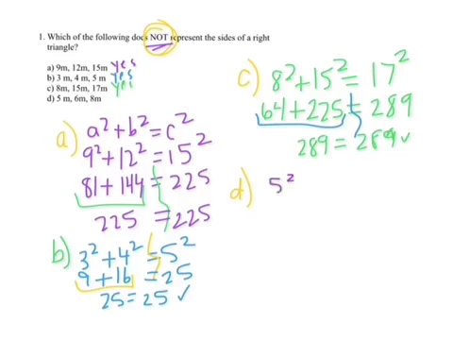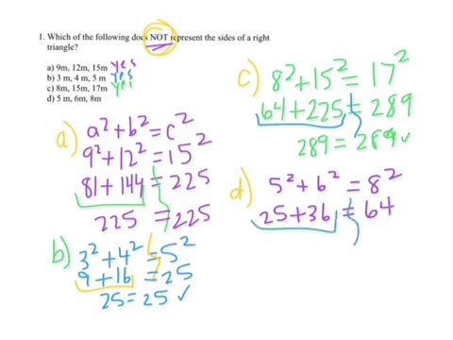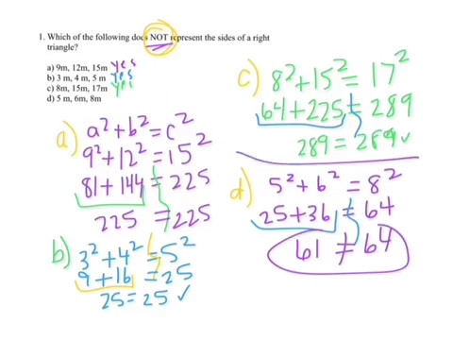5 squared plus 6 squared. Does it equal 8 squared? 25 plus 36. Does that add up to 64? Nope, it adds up to 61. So letter D is not a right triangle.